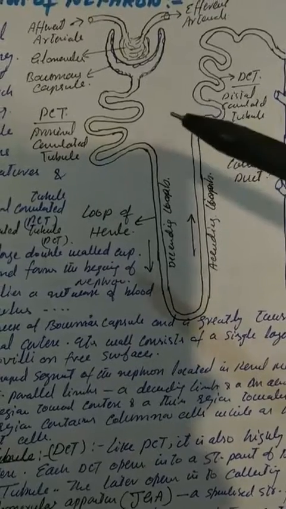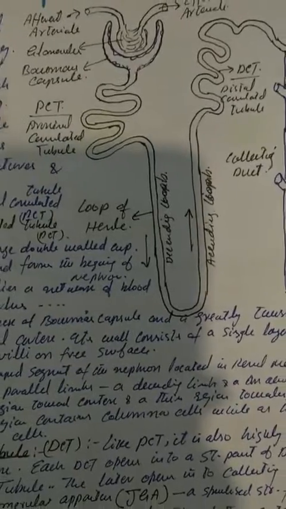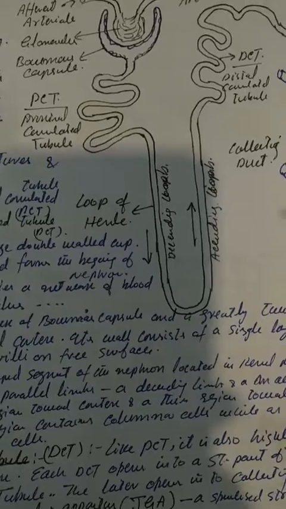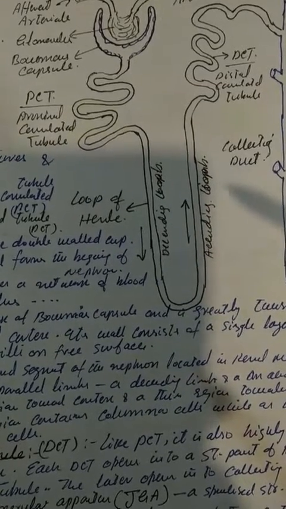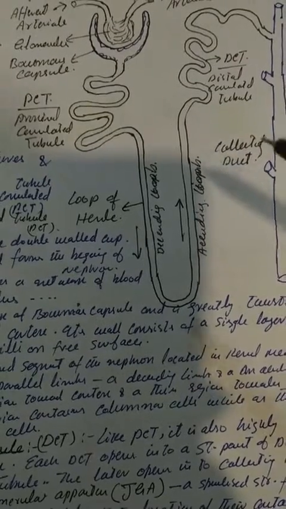Now in our next topic we will discuss in detail these three processes, that is glomerular filtration, tubular reabsorption and tubular secretion, by which these nephrons are able to form urine.